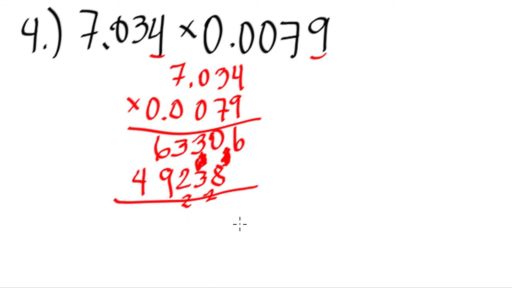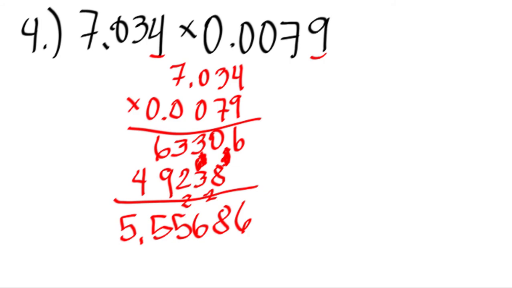These are the partial products again. So we have 6. 0 plus 8 is 8. 3 plus 3 is 6. And 3 plus 2 is 5. 9 plus 6 is 15. Carry that to the 4. That's going to give us 5. So our answer is 555,686.